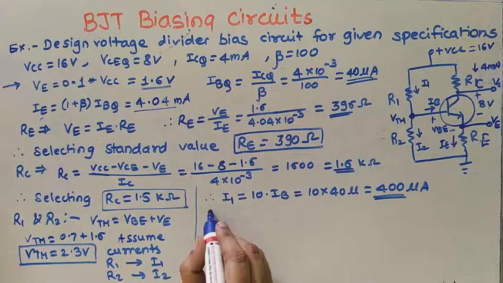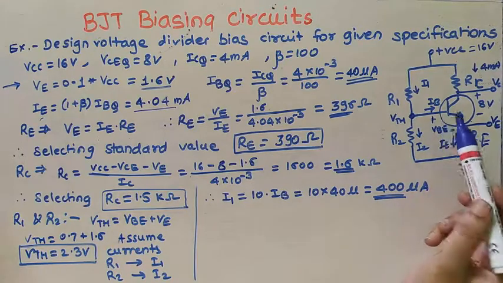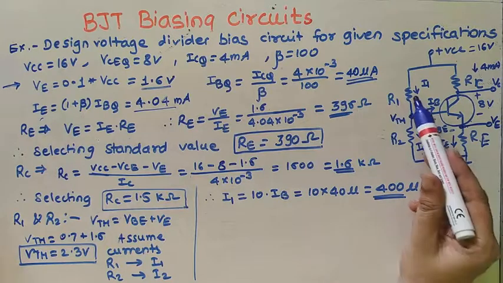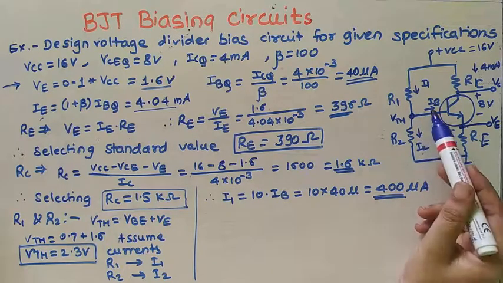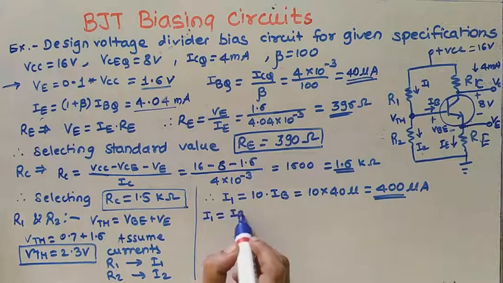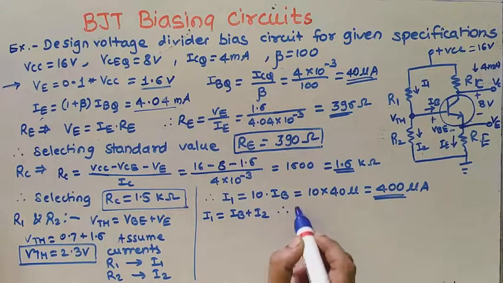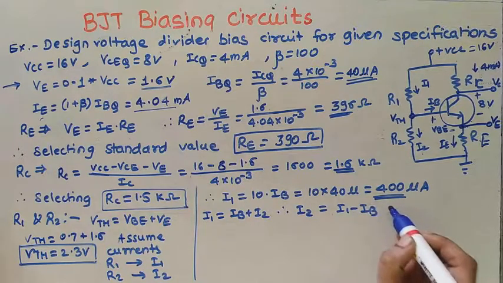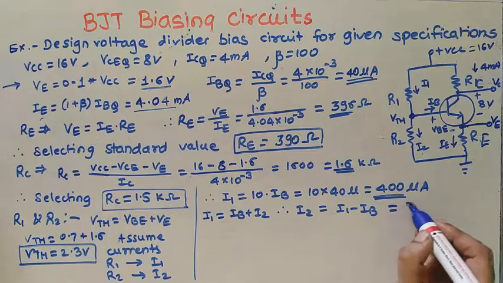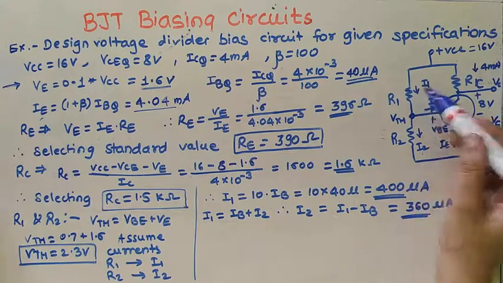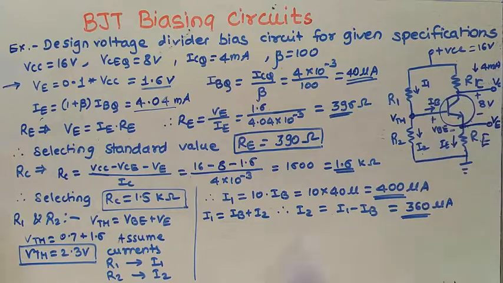So here we can find out the value of I2. I1 is equal to IB plus I2. Therefore I2 is equal to I1 minus IB. So we'll have I2 value equals to 360 microampere. So here we have calculated the current through R1 resistor and R2 resistor.